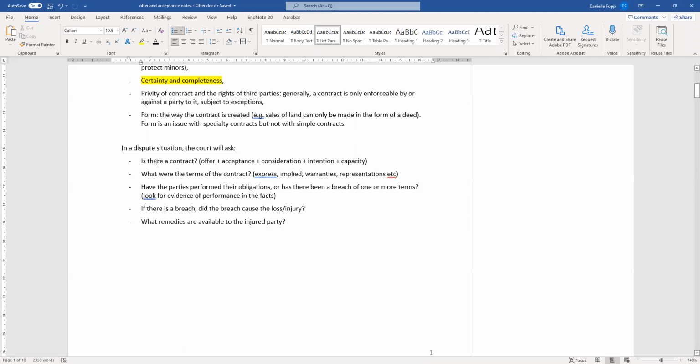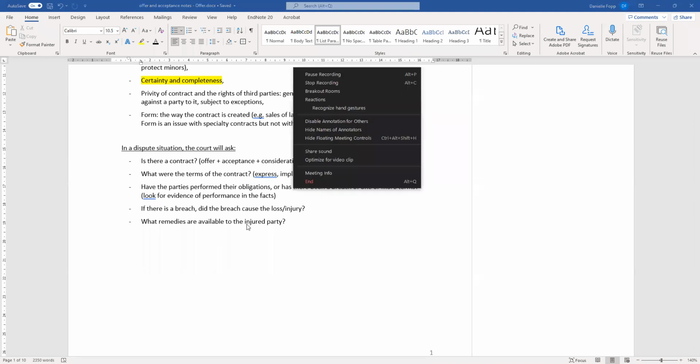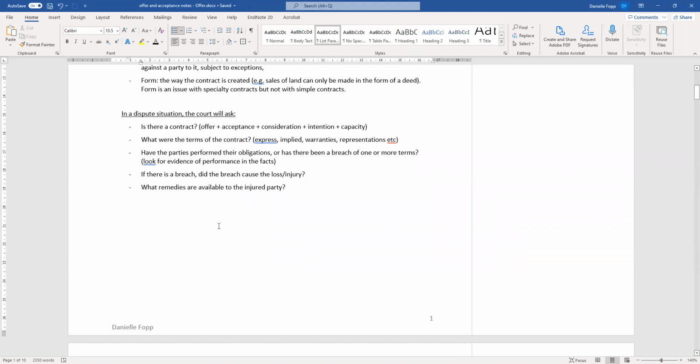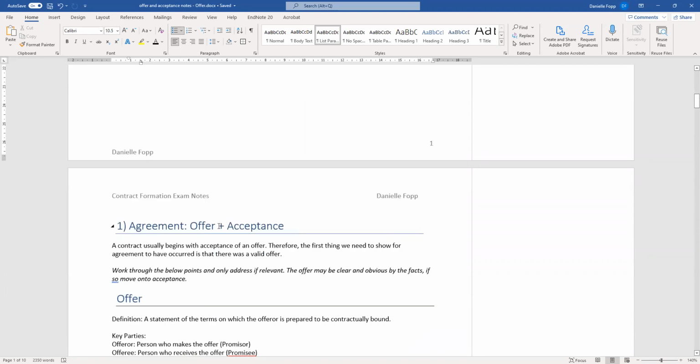So I like to have students start off with this on the front page so that when they are reading through the problem question and taking notes on their scrap paper, these are the things that they're looking for. And the problem question will generally say something like, advise Bobby of his legal rights, or has there been a breach of contract? Advise Susie. It's important to know what sort of things might come up as a problem question from your lecturer. And again, tailor this to your needs.